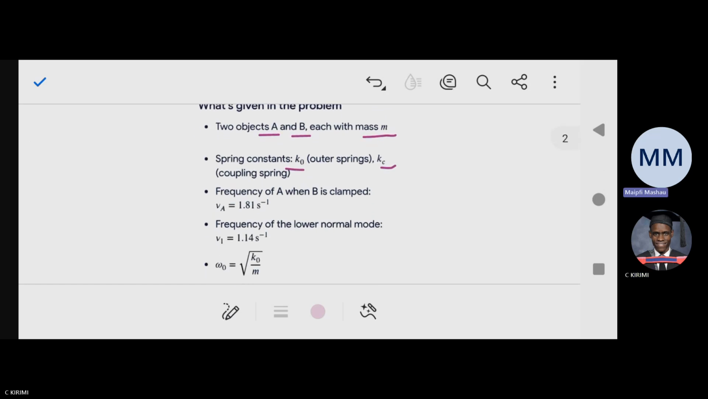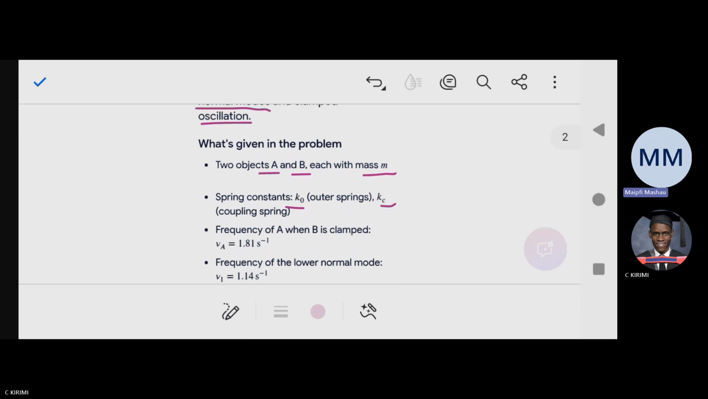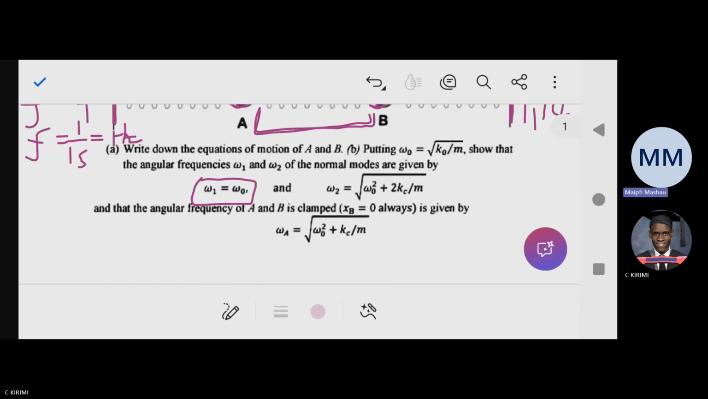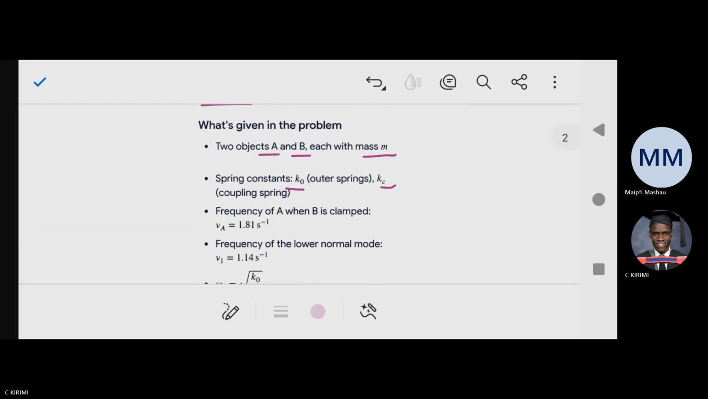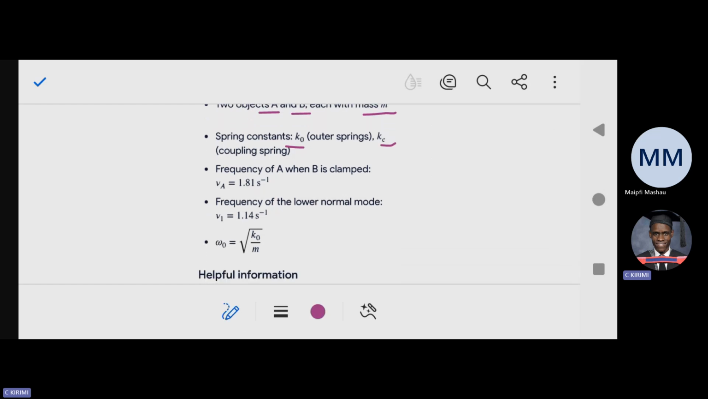So then, clamped as in it is not moving. Yes. And then the frequency of the lower normal mode is given by F1, which is 1,414 per second. Remember that V1, which I read like this, it just represents mu, or if it confuses you, it's just an F. It's not velocity, okay?